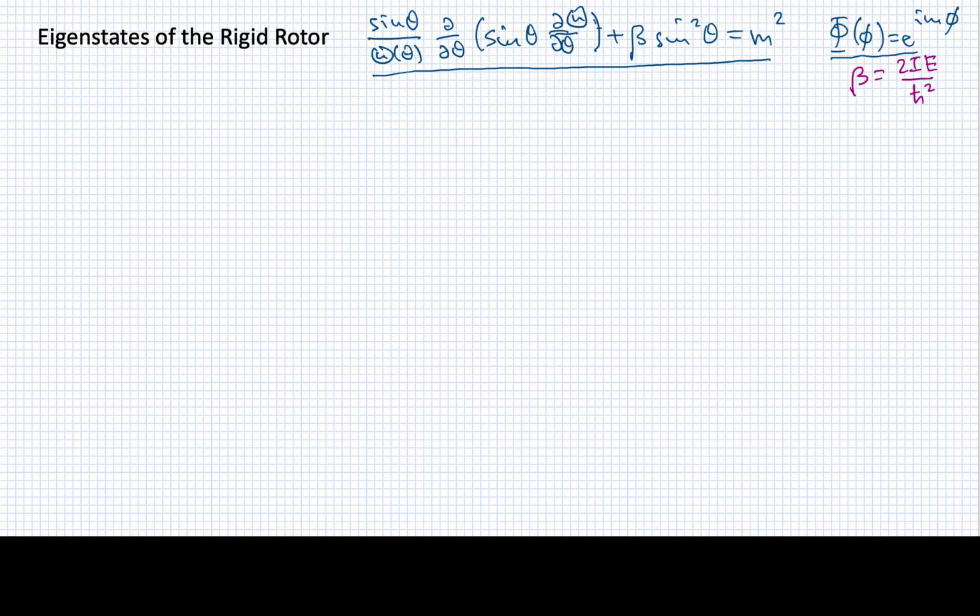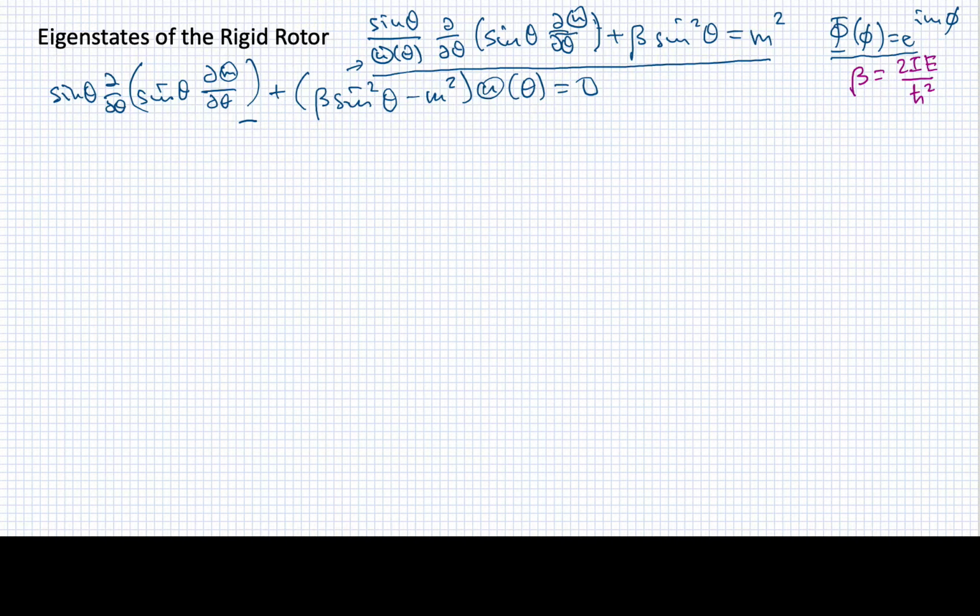Now if I multiply everything through by the function theta of theta and move the m squared over to the left hand side, I'll end up with an effective differential equation that looks like this. I'll have d d theta of sine theta d theta, sorry about all the thetas, plus beta sine squared theta minus m squared times the function equals 0. All right, now it may surprise you to know, but this is actually an equation that can be solved exactly.